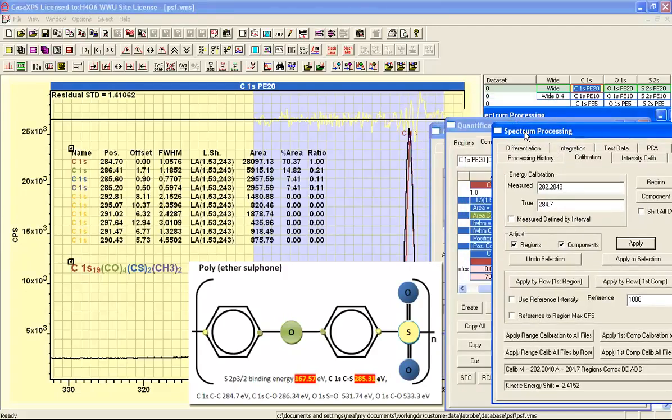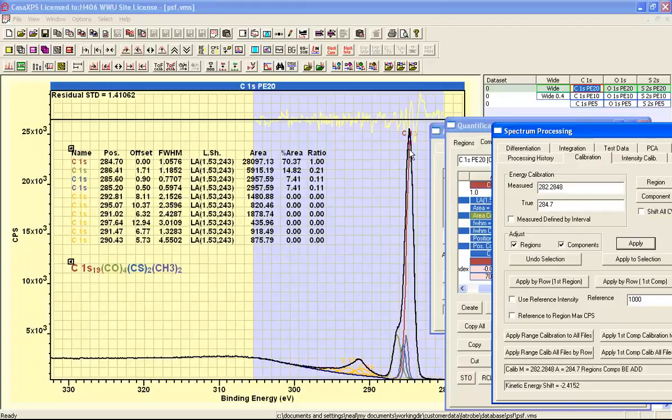So the next step would be to work on the line shapes and perhaps other parameter constraints to try and improve the quality of this peak fit in terms of a residual standard deviation, while at the same time maintaining the chemistry and the chemical relationships that we'd expect for this sulfone. And ultimately we will have a peak model that supports the assignment of polysulfone PSF for these data.